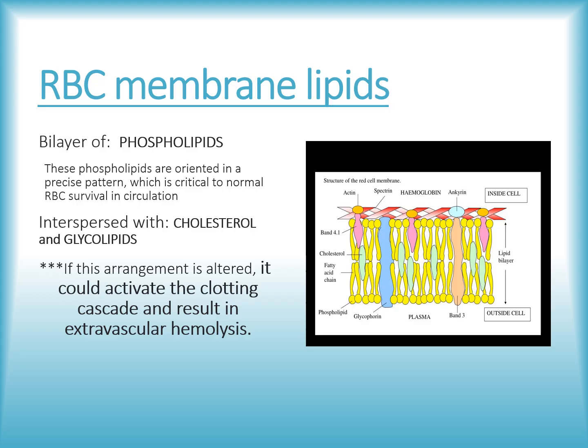Now, if this arrangement is altered, it could activate the clotting cascade and result in extravascular hemolysis. We will talk more about activation of the cascade when we get to our coagulation, but what you need to know is that if phospholipids are not presented to the body in such a way that is recognizable, it could trigger an abnormal clotting reaction.